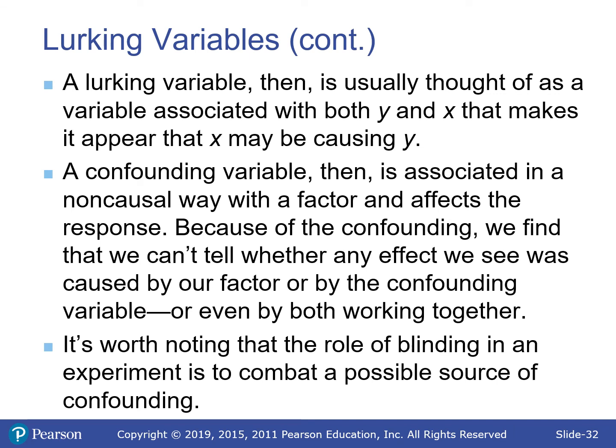And so a confounding variable is associated in a non-causal way, which means it's not causing the results, but it might be helping, and we don't know. It's like they're working together. They're both going towards the same thing. And blinding is a way to try to help with the confounding because it just makes that extra level of randomness.